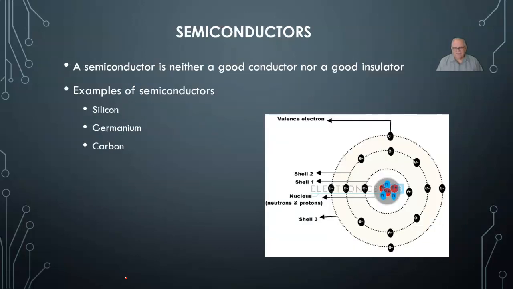A semiconductor is going to have 4 electrons. It is neither a good insulator nor a good conductor, and we will talk about semiconductors in more detail when we get into the electronics of it.